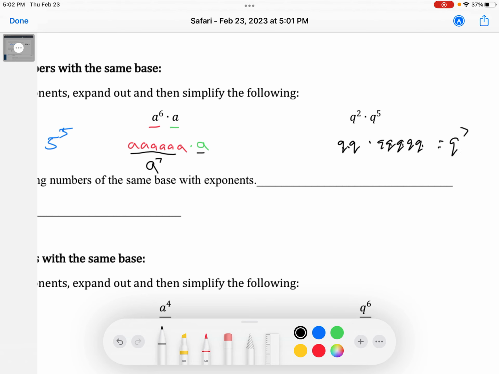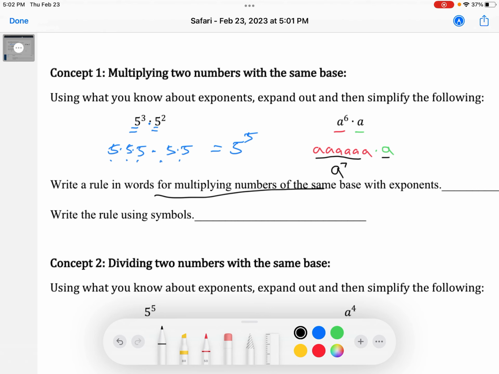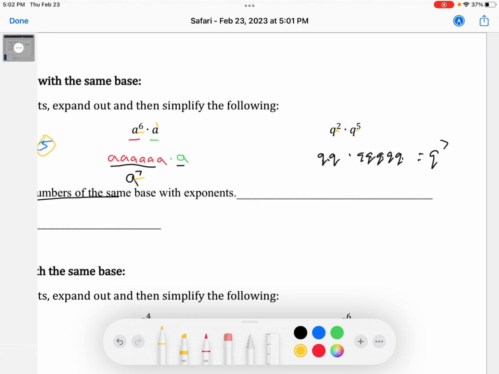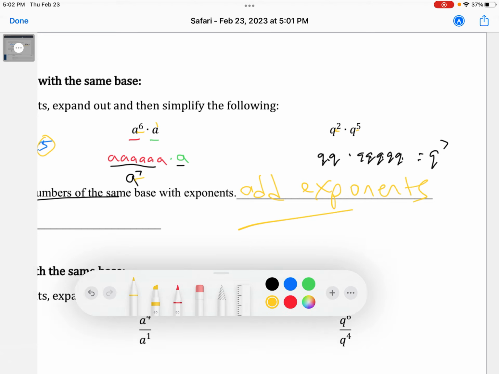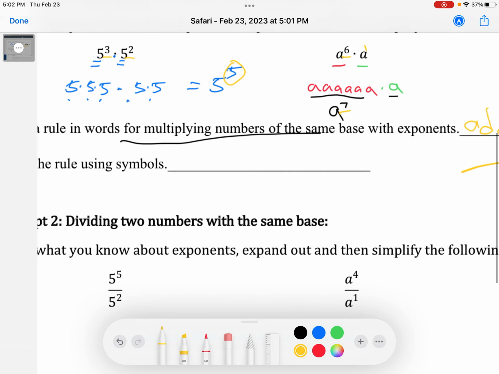Okay, so what rule can we describe for multiplying numbers with the same base? How do we get 5, let me circle this, how do we get 5 from 3 and 2? How do we get 7 from 6 and 1? How did we get 7 from 2 and 5? And if you're thinking you're adding the exponents, then you are exactly right. We add the exponents.